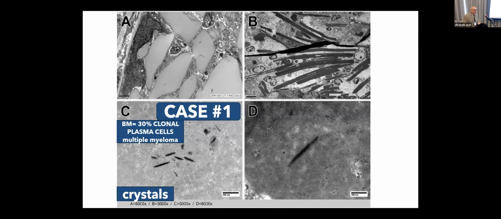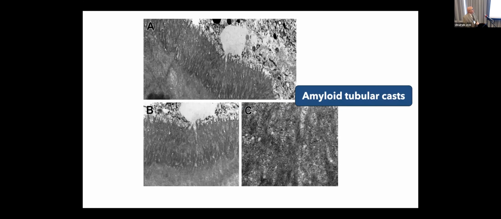And those casts were not present in every tubule. You had to look around for a while to find the typical cast. And you can see some of them are electron dense, some of them are electron lucent. And this particular case, which we diagnosed, had a bone marrow biopsy with 30% clonal plasma cells. So it was myeloma in the background. Some of them had amyloid.